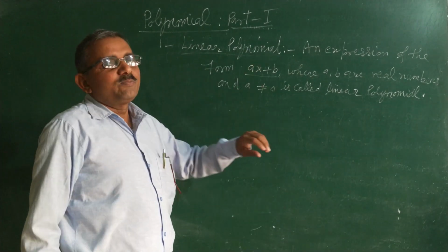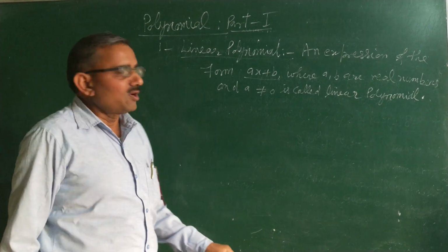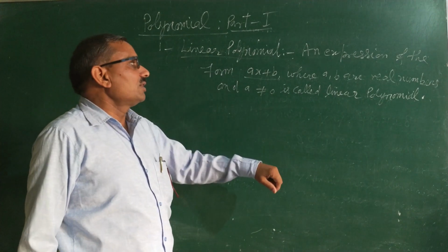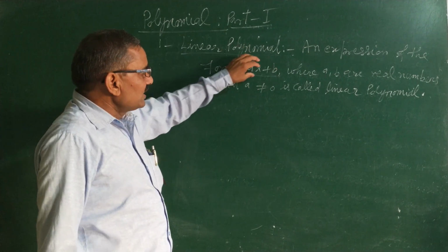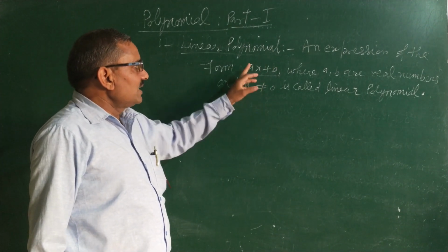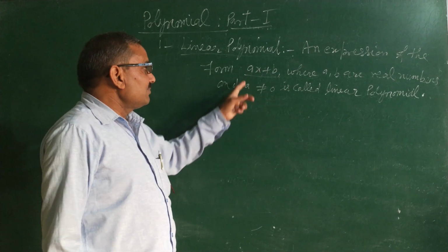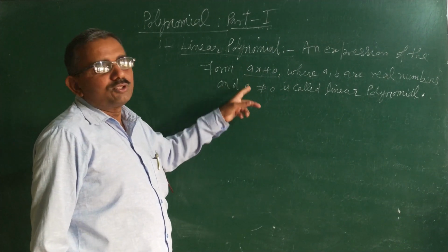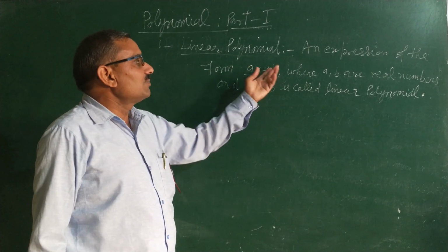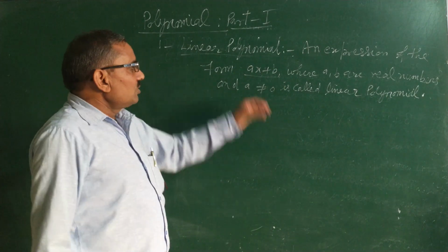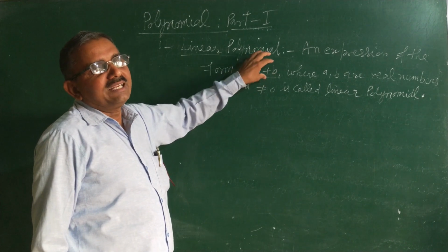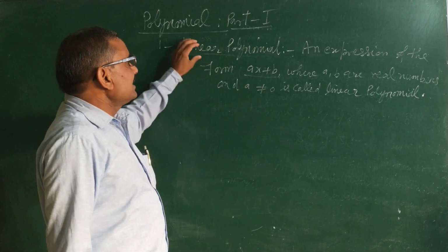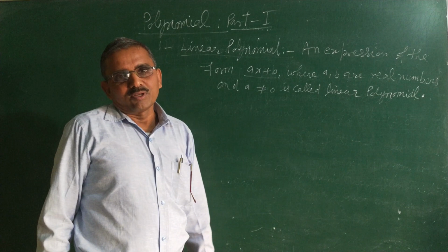ax plus b is known as the standard form of linear polynomial. Here a, b are real numbers and a must not be equal to 0. If a equals 0, then ax becomes 0, and only b remains. So the expression should be of the form ax plus b. Then and only then we can say this is a linear polynomial.